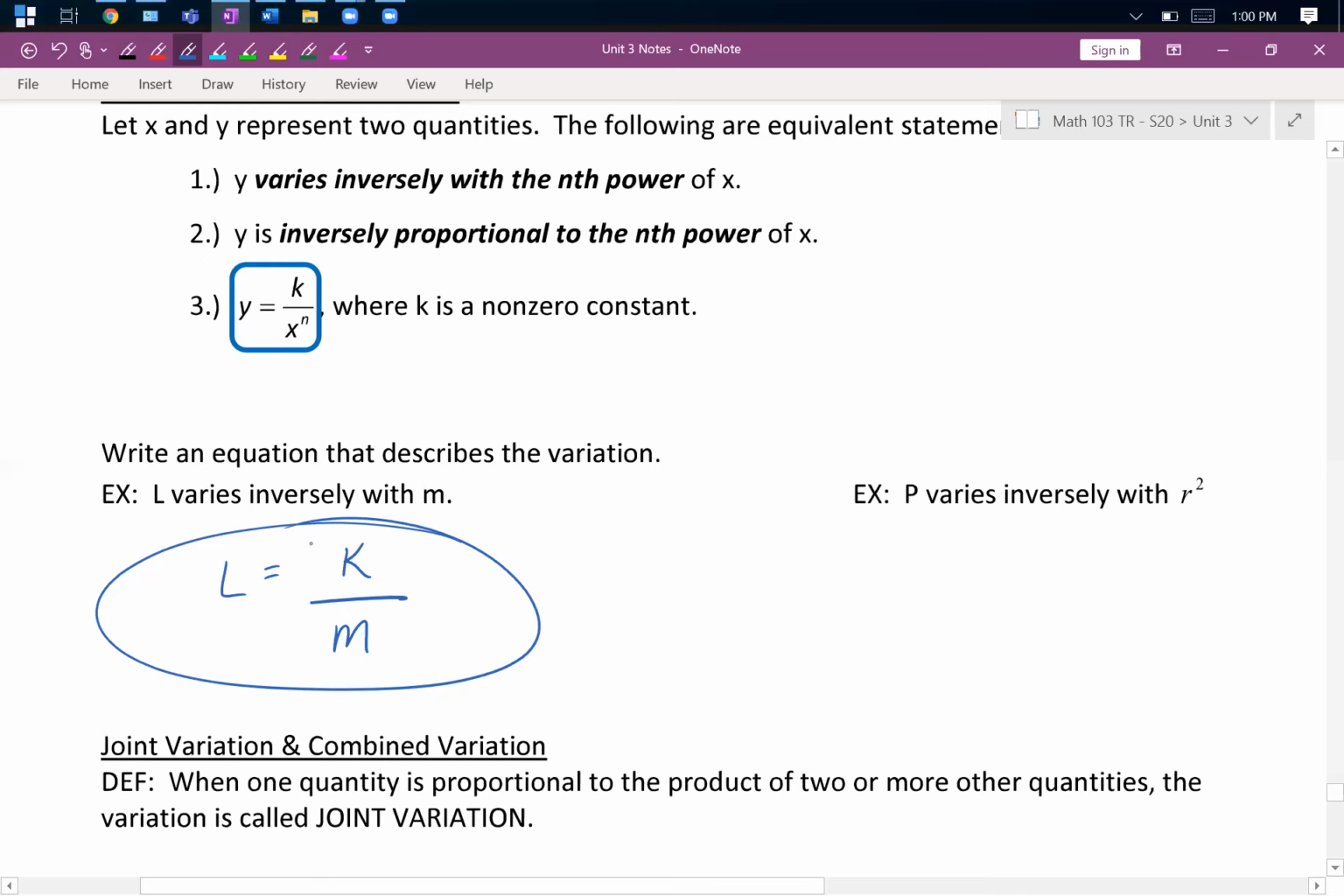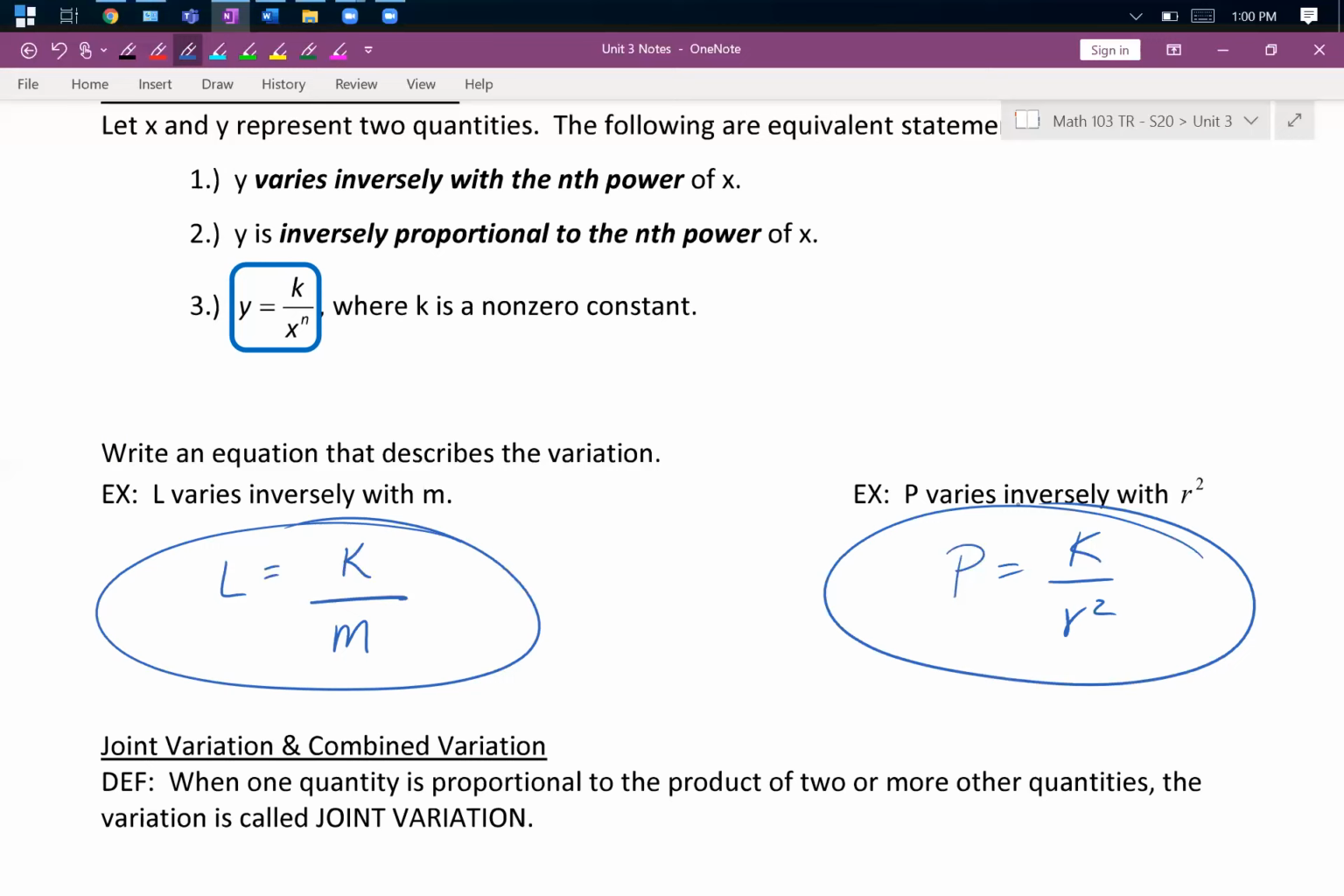What do we get for our equation? P equals K over R squared. P equals K over R squared. Looks perfect. Questions, anybody? It's going to build a little bit in this section, but this is like step number 1 for all of them.